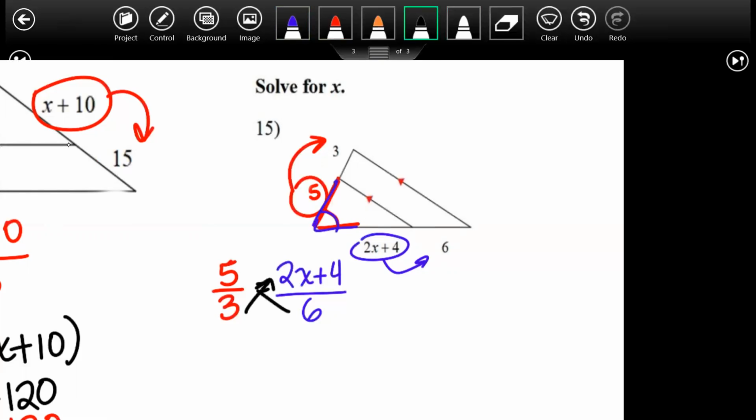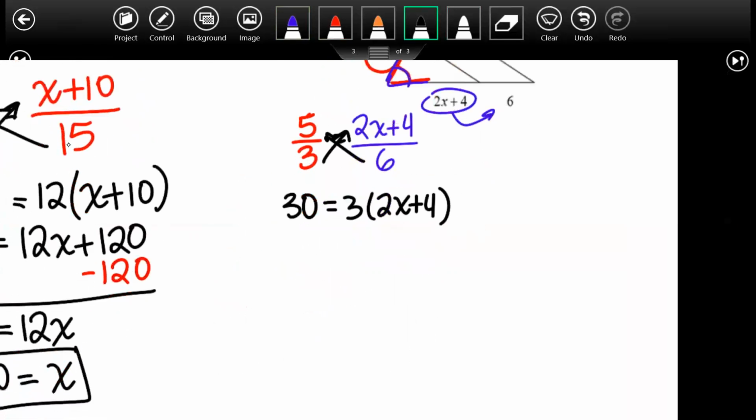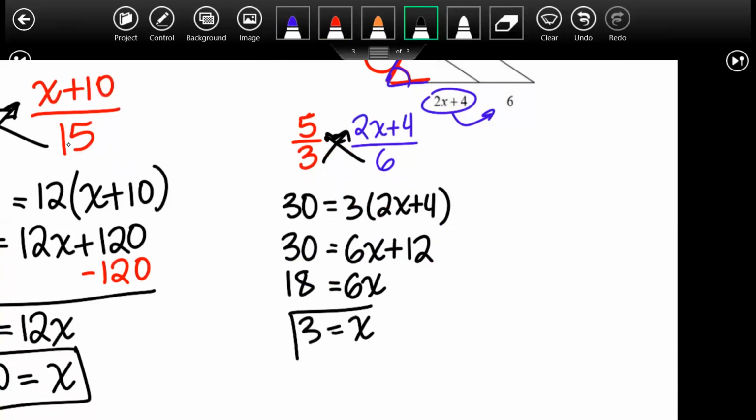Cross multiply. 5 times 6 is 30. 2x plus 4. Dividing out. Why is it like an 18? Because he subtracted 12 to get that. 30 minus 12. He didn't have to put minus 12. Oh, 18. 18.